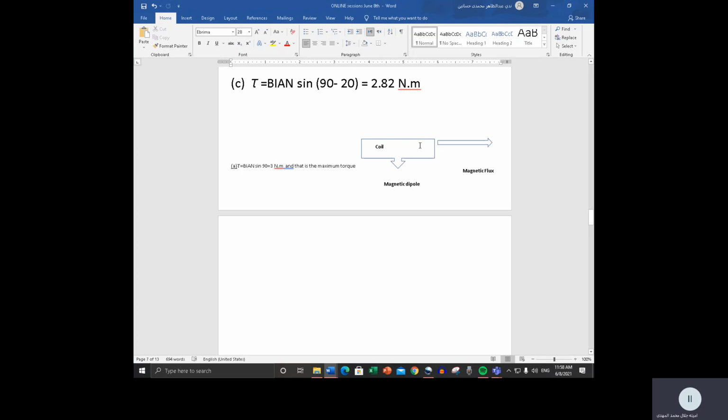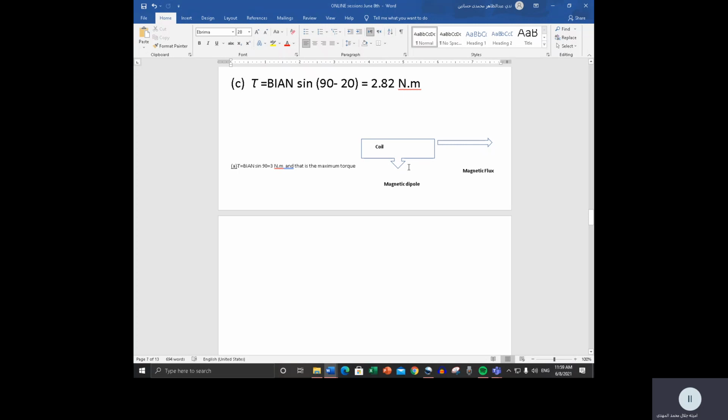Now, this coil is placed in a magnetic field, and the magnetic field has magnetic flux lines, and this is the direction of magnetic flux lines. Okay, so it is from left to right. Where is the direction of the magnetic dipole? Look at the arrow, it is down. What is the angle between them? Between the magnetic flux lines indicated here in this arrow and the magnetic dipole direction. All right, what's the angle between them? Yes, it is 90 degrees.